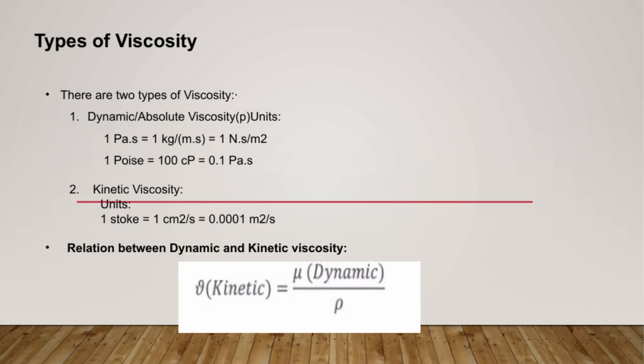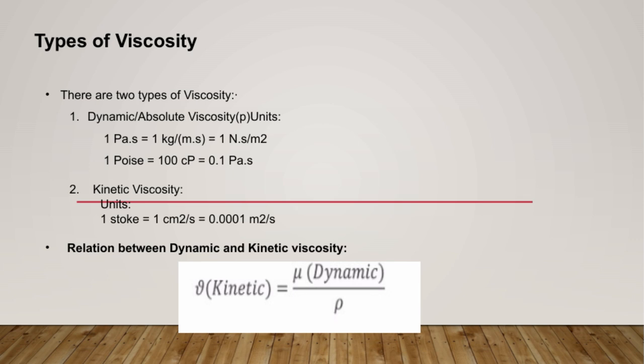There are two main types of viscosity that we need to understand: dynamic or absolute viscosity and kinematic viscosity. Let's start with dynamic or absolute viscosity, which is often denoted by the symbol μ. The units for this are quite standardized. For example, 1 Pascal second or 1 Pa·s is equivalent to 1 kilogram per meter second, or 1 N·s/m². Another common unit is the poise, where 1 poise equals 100 centipoise, or 0.1 Pascal seconds.